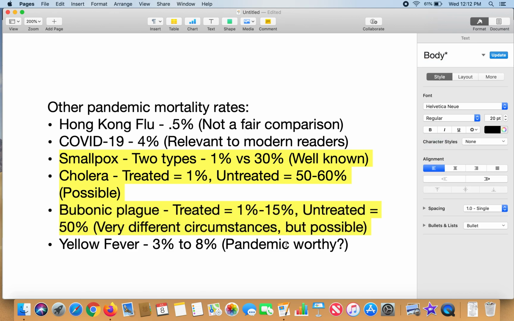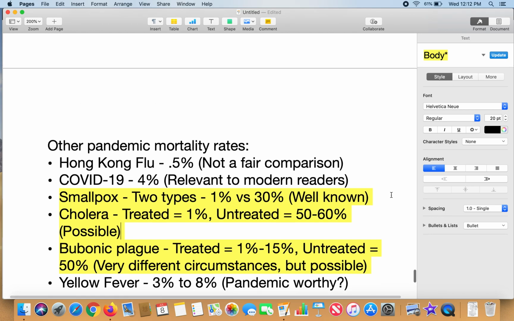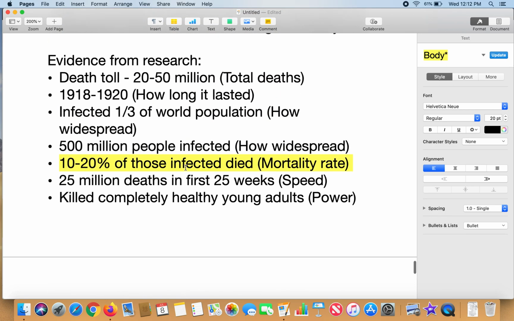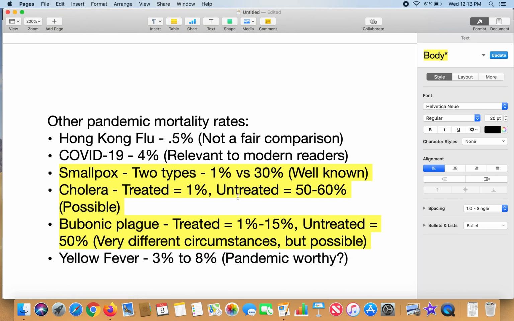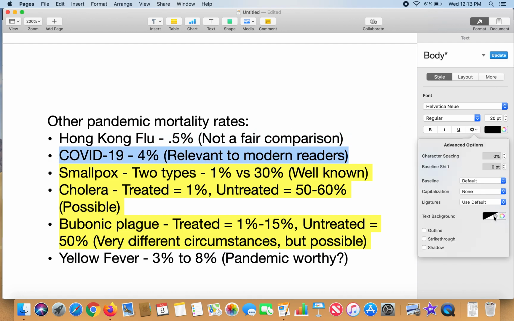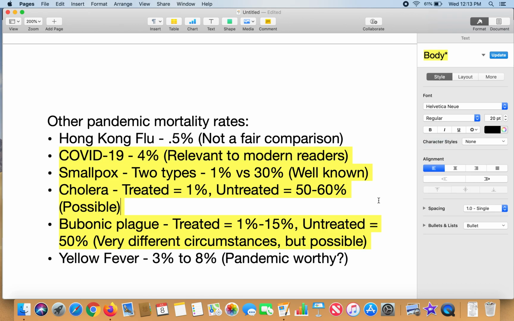Yellow fever, 3% to 8%. Not quite sure that's pandemic worthy. That might be more of a case by case basis. So what we end up with here is our information on the influenza of 1918, where 10 to 20% of those infected died. And then we have some other numbers from some other major outbreaks. I'm going to highlight COVID-19 here just because that'd be an interesting comparison for modern readers. So we'll keep these available as potential evidence to use for comparison for our main disease.